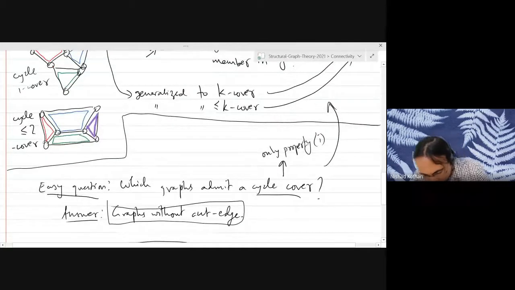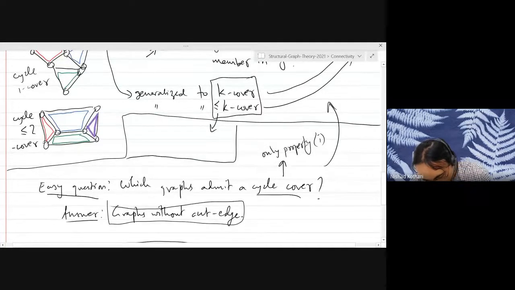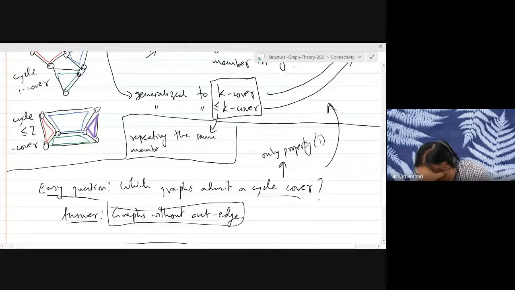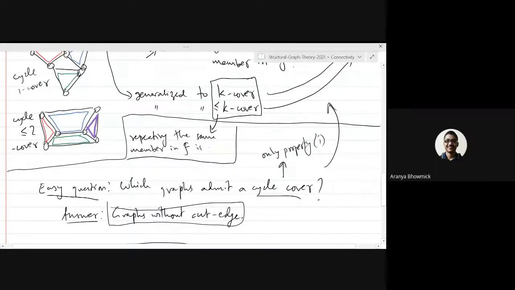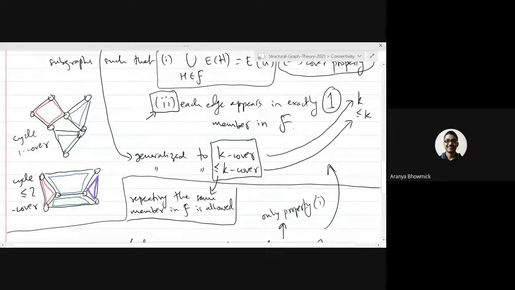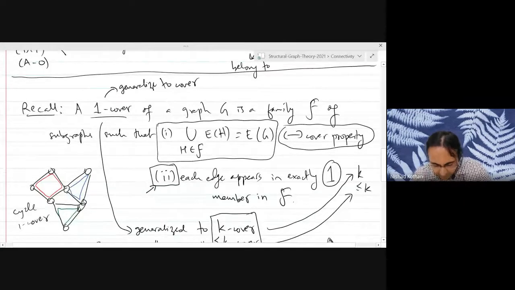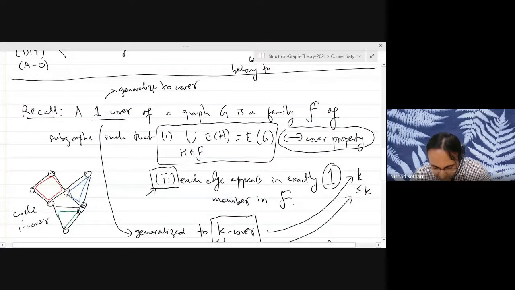I should say here that when you talk about these definitions, repeating the same cycle, or the same member in the family script F, is allowed. In the definition we say family, not a set, because in a set all elements are distinct. In a family, it need not be. Ah, okay, good. That's a good distinction. I generally use set and family interchangeably, but that is a good reason to use family. Thanks.